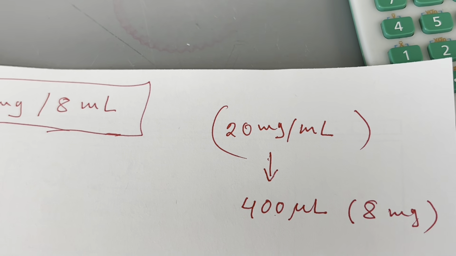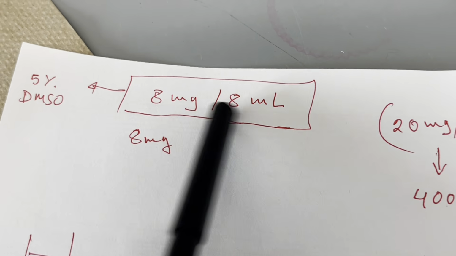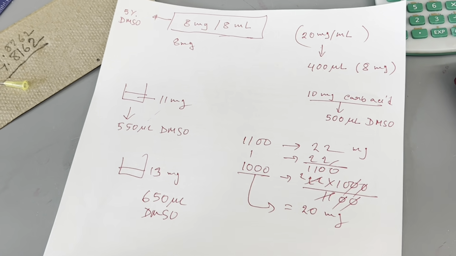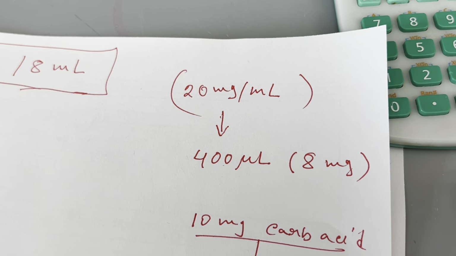Oh wait, so this is the goal, the 20 mg per ml for the very beginning part is the concentration that we want. So this is for later, the 8. Yeah, that is for later. Oh, okay. And before you add any DMSO, is it already in DMSO? No.